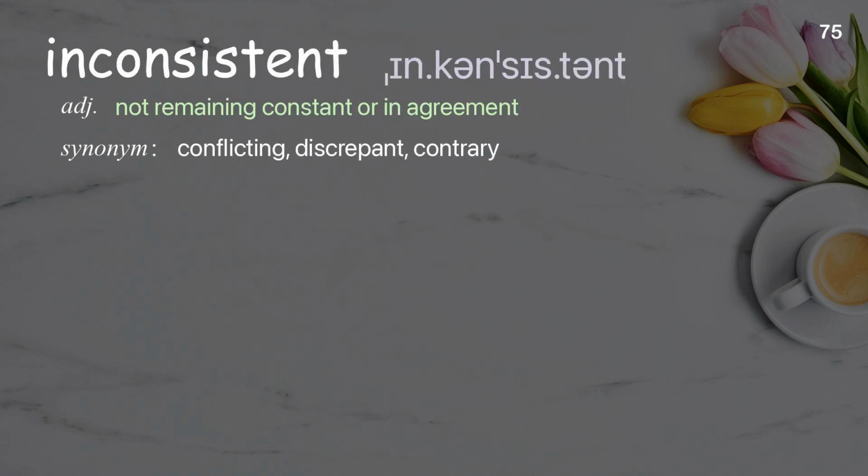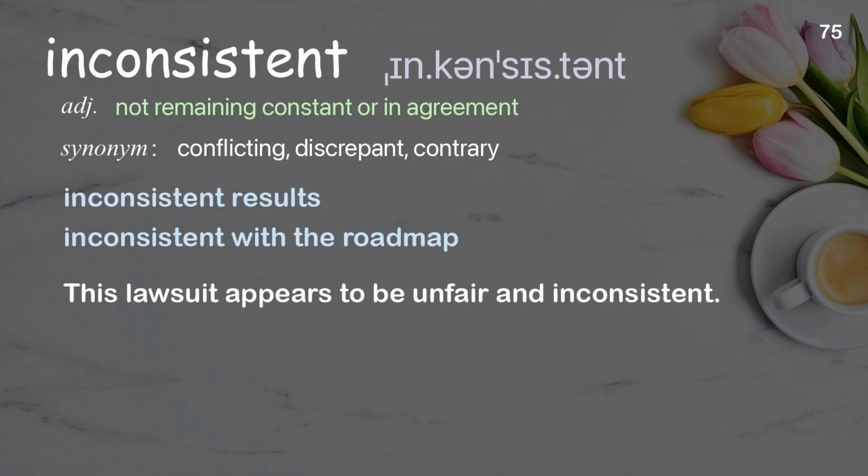Inconsistent. Not remaining constant or in agreement. Examples: Inconsistent results. Inconsistent with the roadmap. This lawsuit appears to be unfair and inconsistent.